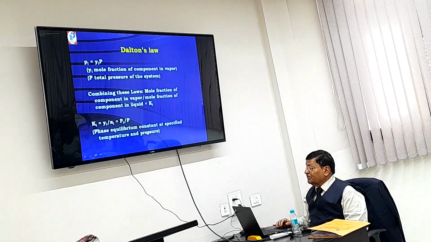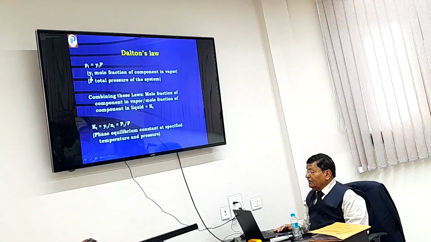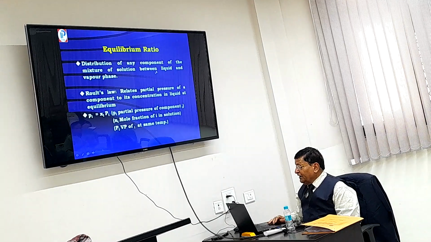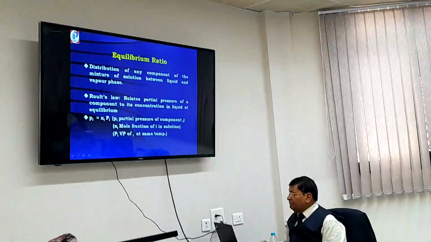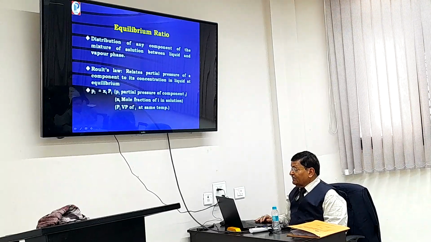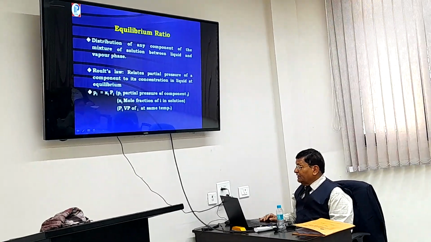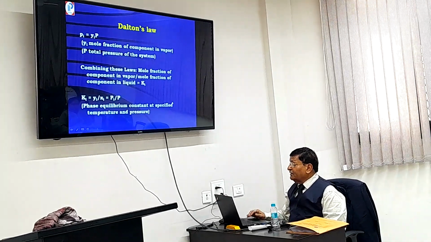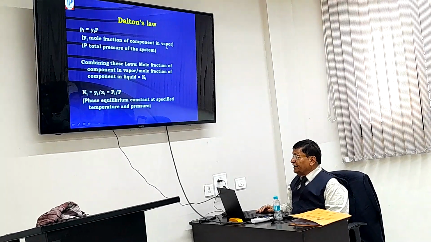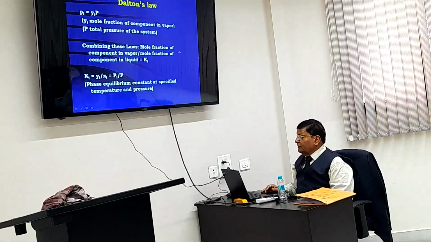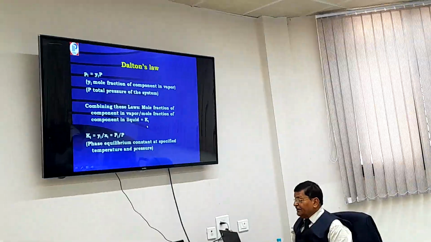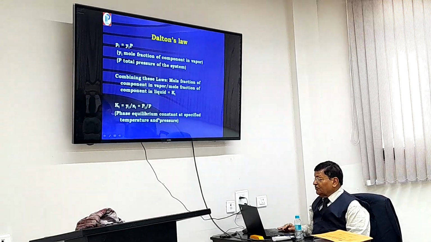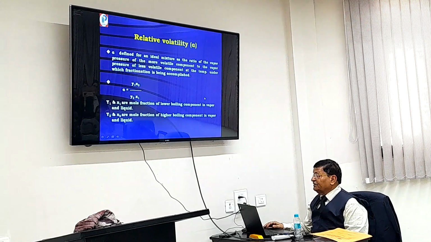Now this is Dalton's law. Pi is equal to Yi P. Yi is the mole fraction of component i in vapor, whereas Xi is the mole fraction of component i in liquid, in solution. So combining these laws, Yi P is equal to Xi Pi, and K is the phase equilibrium constant at specified temperature and pressure.